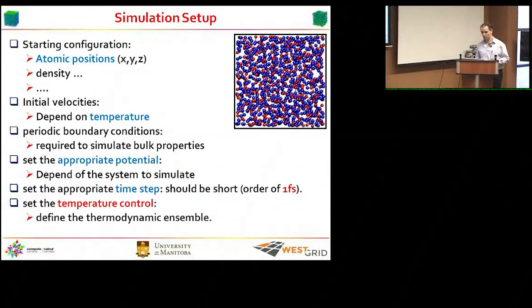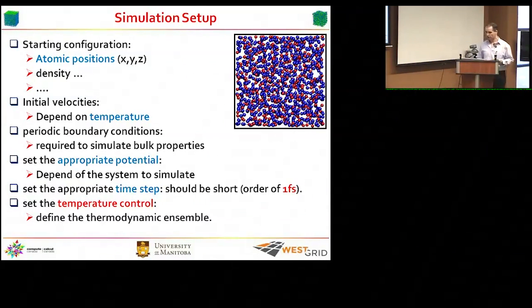The most important in MD simulation is the potential. All the parameters we determine from MD simulations are related to the potential. So each system uses an appropriate potential. For example, you cannot use Lennard-Jones to describe, for example, silica.